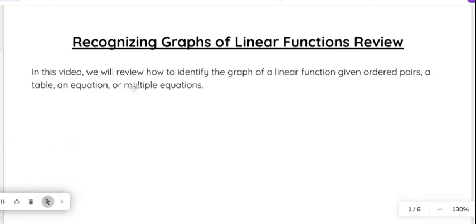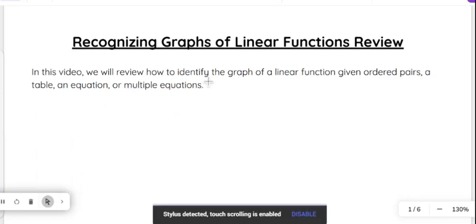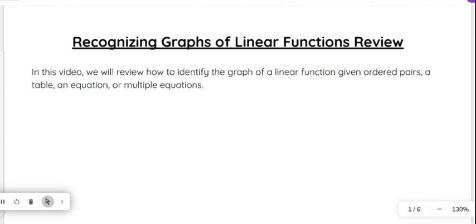Hey there, in this video we are going to look at recognizing graphs of linear functions and review how we can do that specifically with some multiple choice questions. So in this video, again, we will look at multiple choice questions, specifically looking at how to identify or choose the graph of a linear function given different pieces of information.